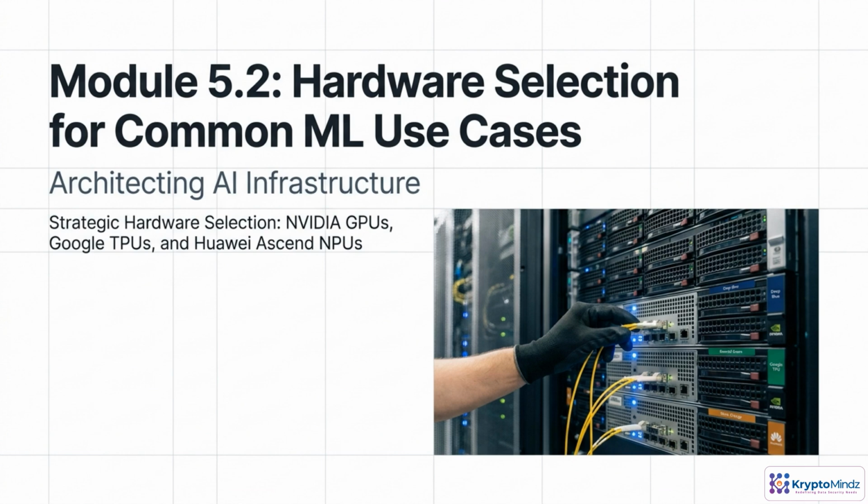In this module, we turn theory into concrete choices. You'll learn how to pick between NVIDIA GPUs, Google TPUs, and Huawei Ascend NPUs for real ML projects, balancing cost, performance, and complexity for training, fine-tuning, and large-scale inference.